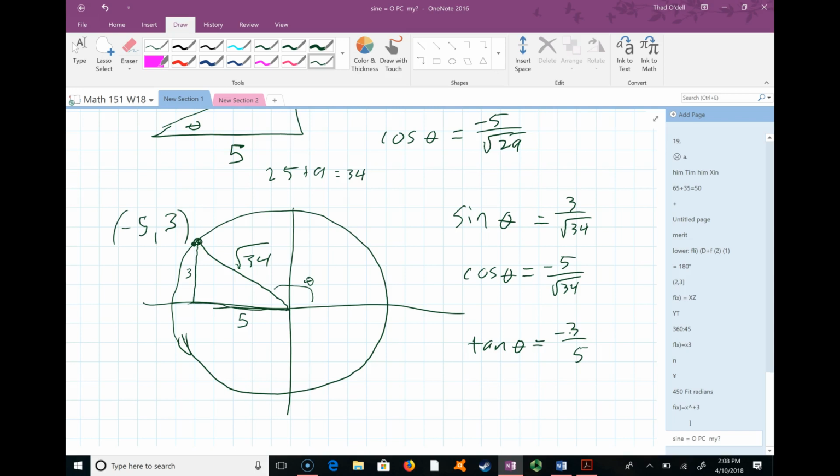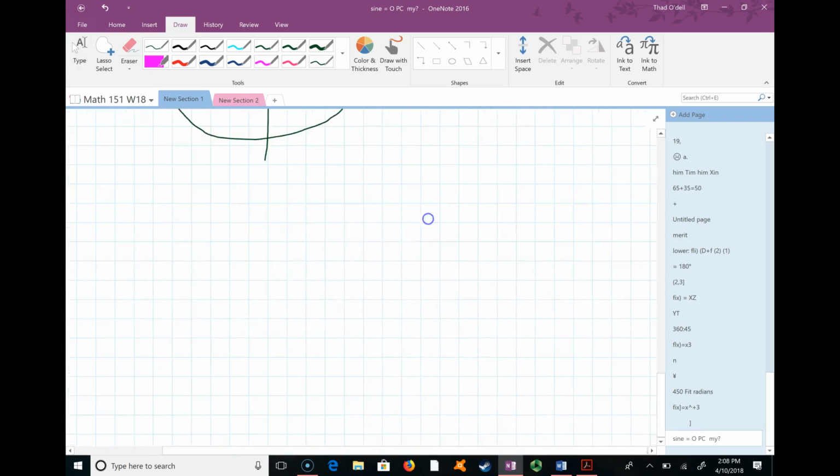So that's a little bit deeper look at knowing the trig ratios and right triangles. The relationship of right triangles gives you a little more power to figure things out. Let's do one more example, I guess.